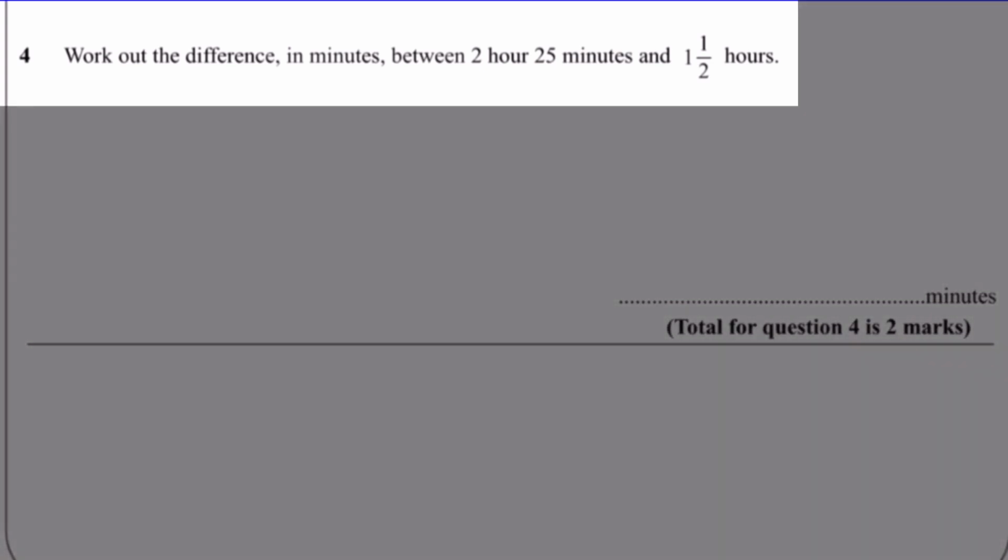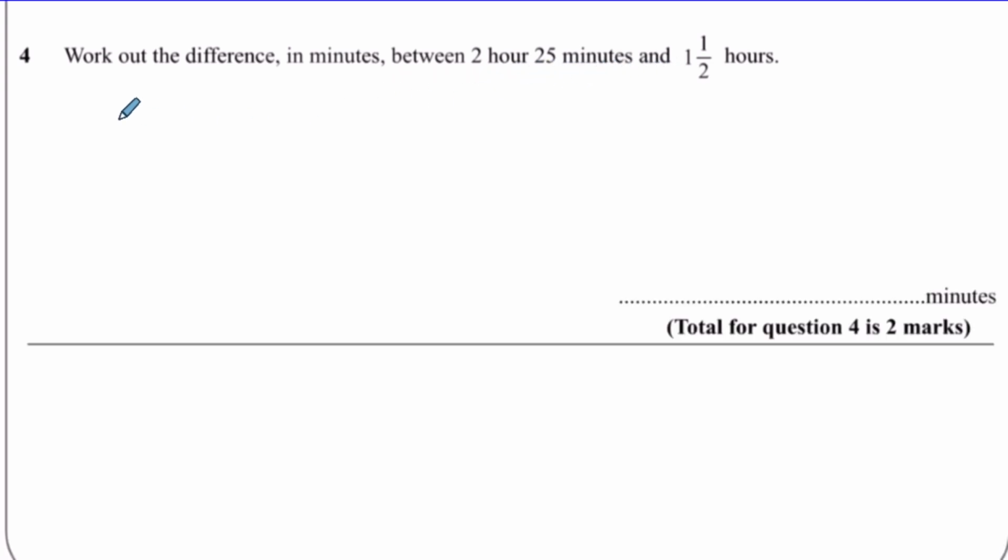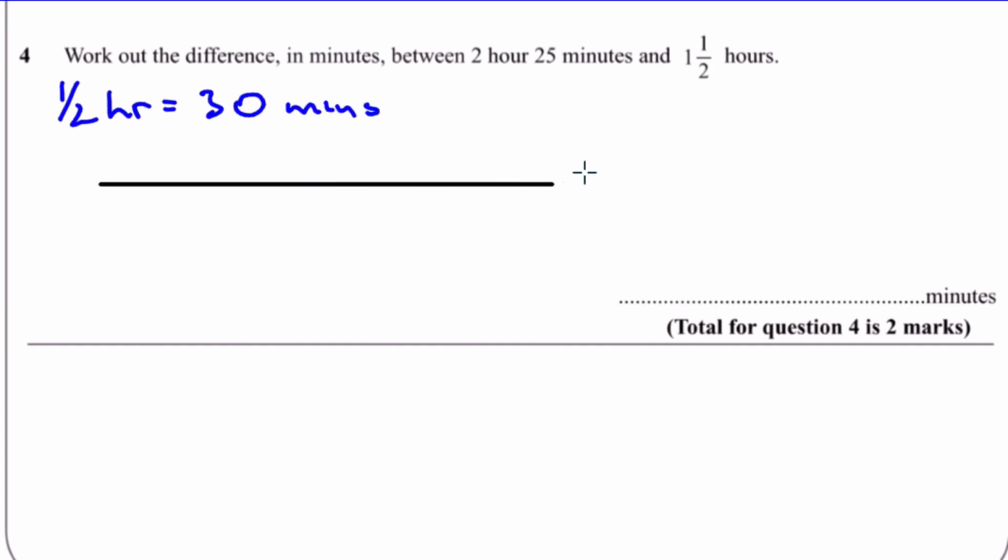Question 4. First thing, read the question. Work out the difference in minutes between 2 hours 25 minutes and 1.5 hours. So our starting point is half an hour is equal to 30 minutes. So we're going to go from 1 hour 30 minutes. If we add 30 minutes, that takes us to 2 hours. Then if we add another 25 minutes, that takes us to 2 hours 25 minutes.